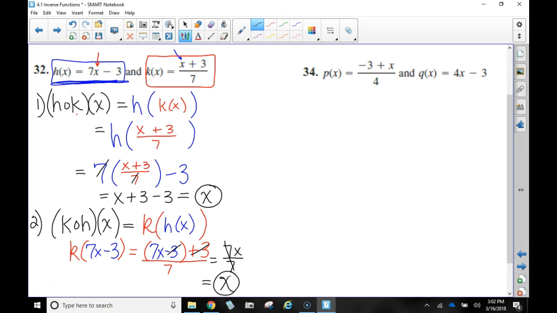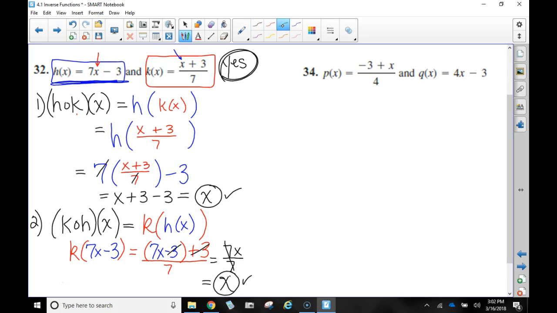So would you say h and k are inverse functions? Well, because these two things happen, I would say yes, they are inverse functions. Okay? Let's look at number 34.